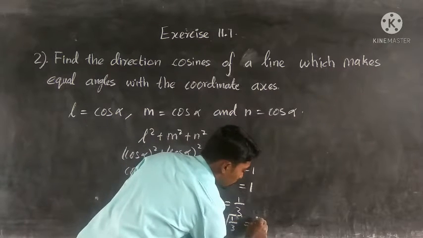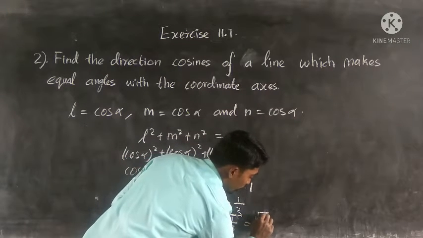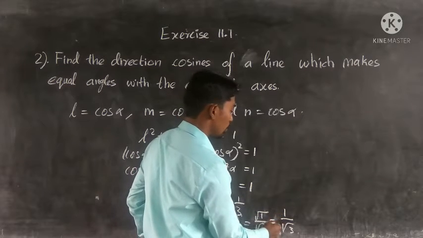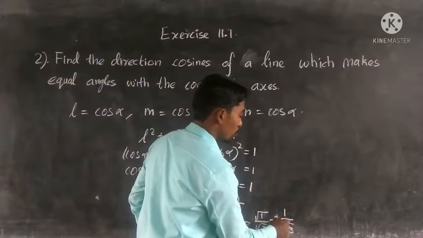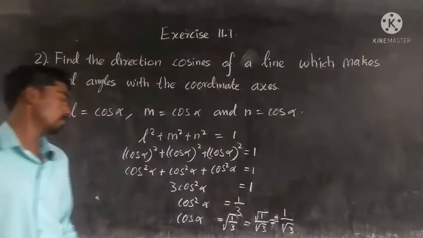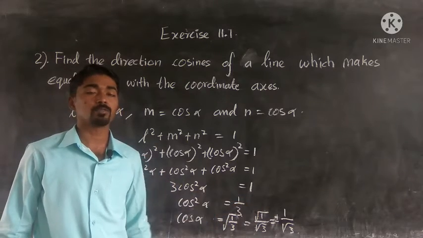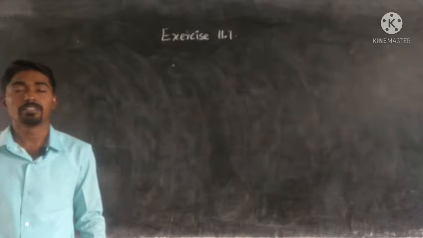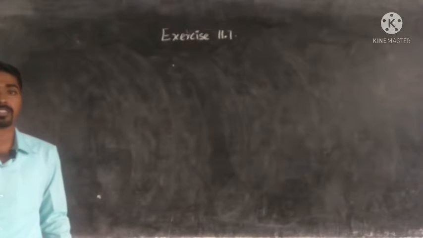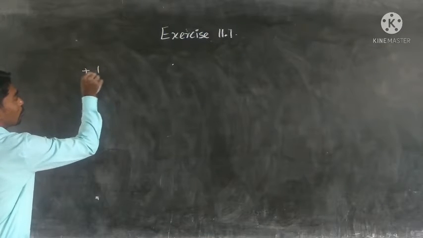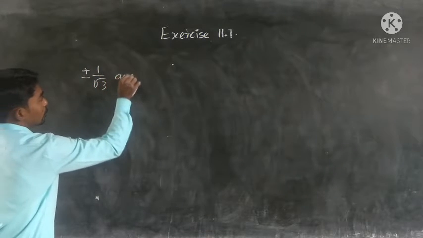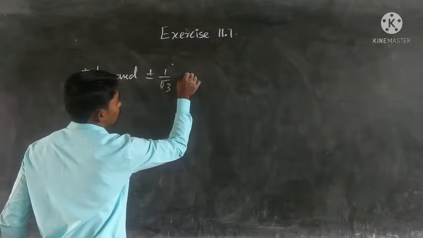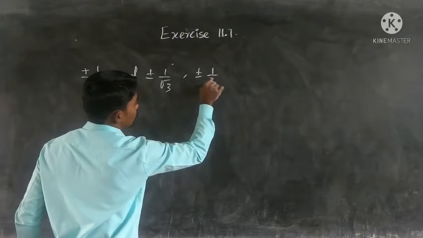We can split this square root. Square root of 1 by square root of 3. Square root of 1 is equal to 1, so cos alpha is equal to plus or minus 1 by root 3. Therefore, the direction cosines of the line which is equally inclined to the coordinate axes are plus or minus 1 by root 3, plus or minus 1 by root 3, plus or minus 1 by root 3.